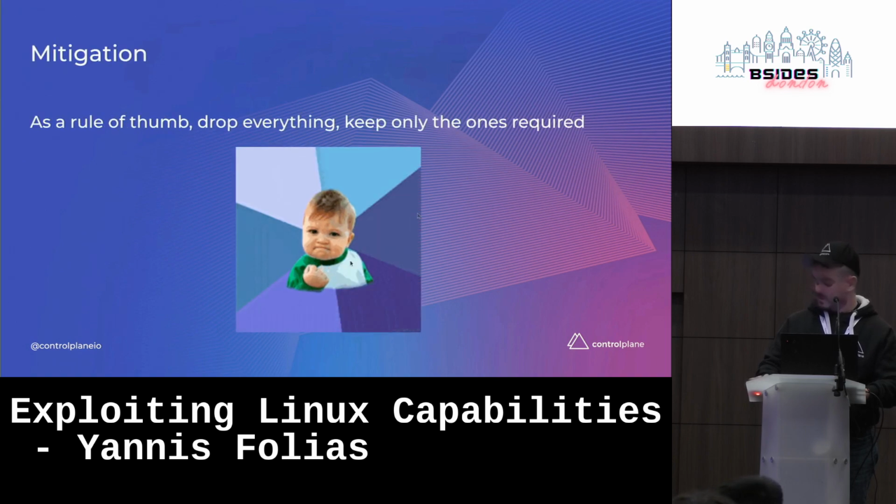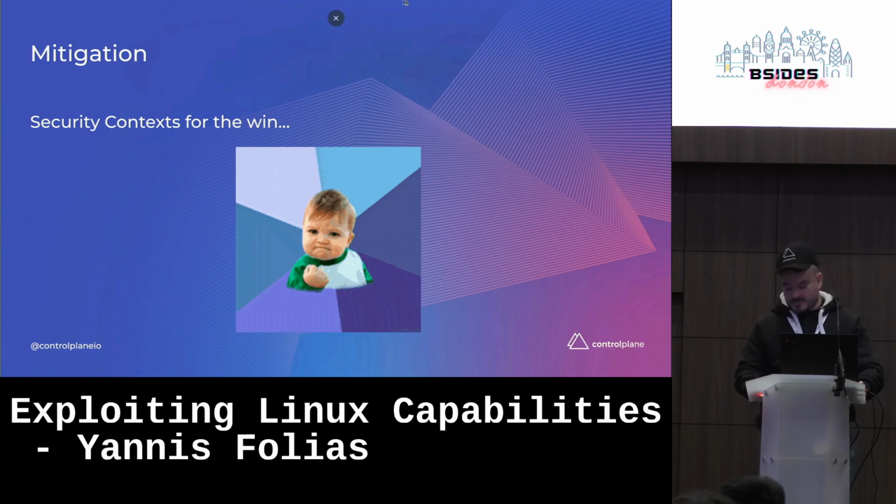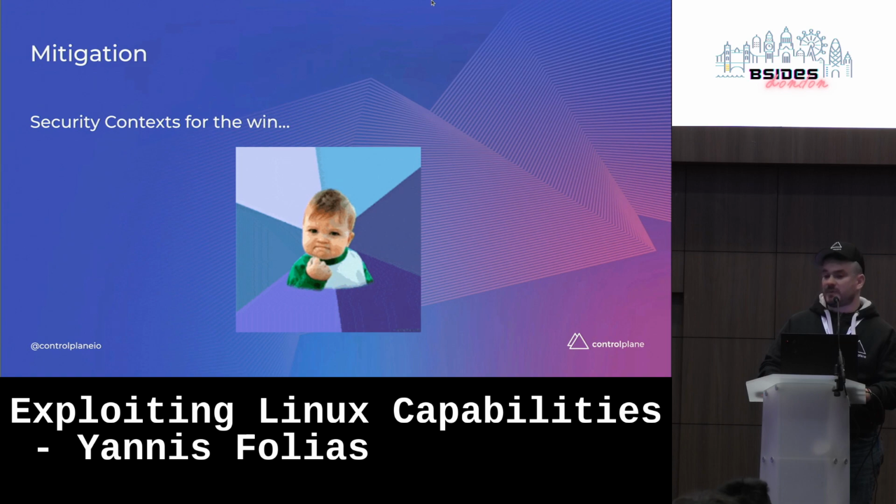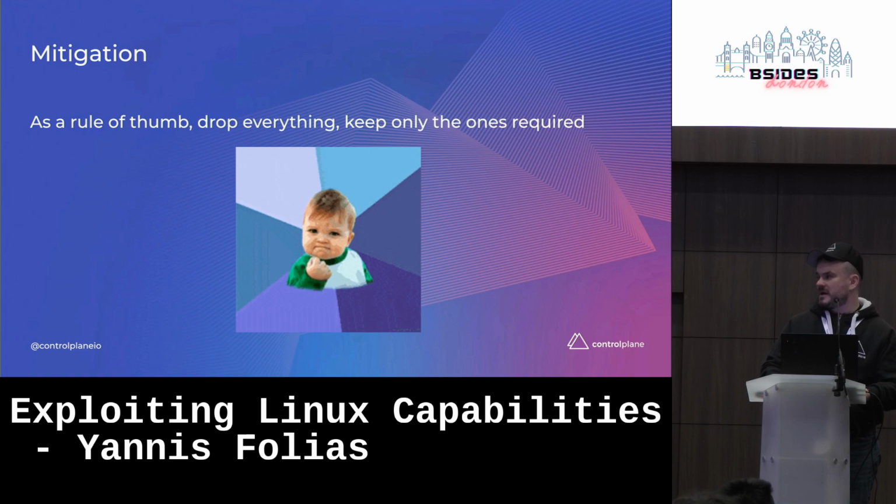With regards to mitigating these issues, as I've said, security contexts for the win. Security contexts are like, let's call them firewalls for any containerized environments or Kubernetes-based environments. It would be nice, as a rule of thumb, to drop everything by default and keep only the ones required. It might be a bit tricky to identify which ones are required by your pipeline, executable process, or whatever you're planning to run.